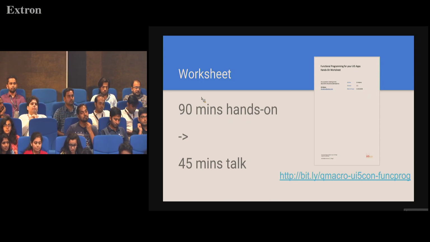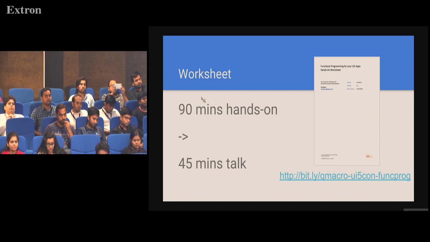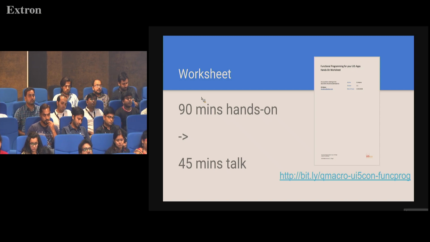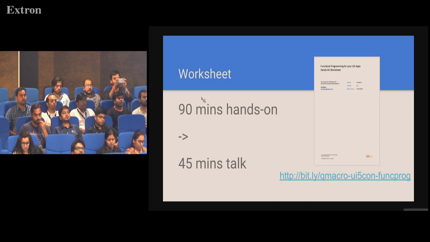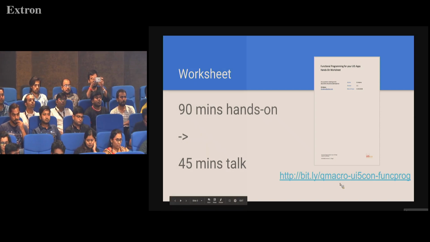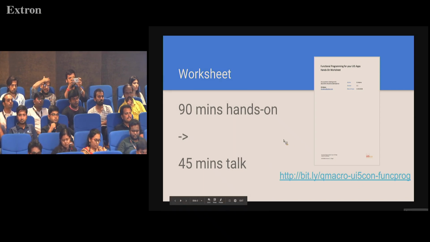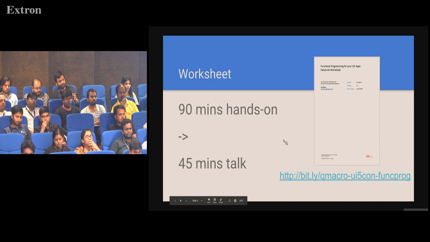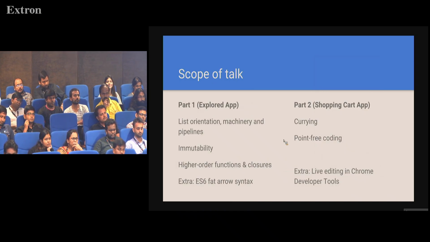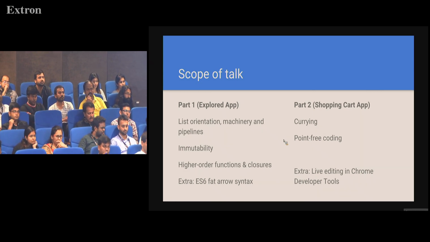If there's stuff that you want to look at again, there's actually a worksheet document that I created a while ago upon which this talk is based. And you can get to the worksheet from that URL down here. It's a bit.ly URL, qmacro-ui5con-funcprog, functional programming. So what we're going to do in this session is do 2 out of the 3 parts of that worksheet.